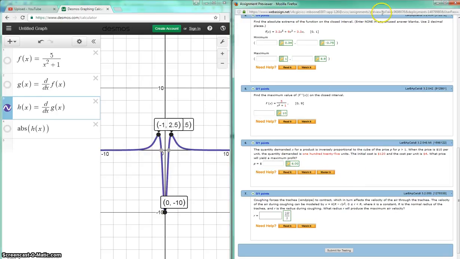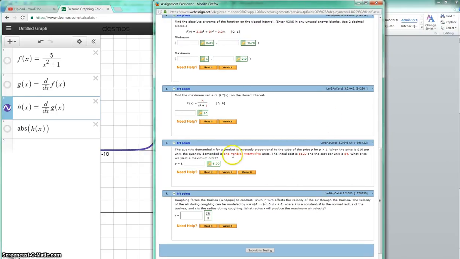Lastly, there's a word problem in number 6, and so word problems can be tricky. So this one is talking about an inverse proportional to the cube of the price. So it's really setting up the equation and being able to solve for that constant to help you figure this thing out. So we have a quantity demanded for a product that is inversely proportional to the cube of the price. So when the price is this, the quantity demanded is that. The initial cost is that, and the cost per unit is that. What price will yield a maximum profit? So we have to find these equations based off of what they've given us. So I'll set up the equations in the supplement to give you a guide to go through number 6.